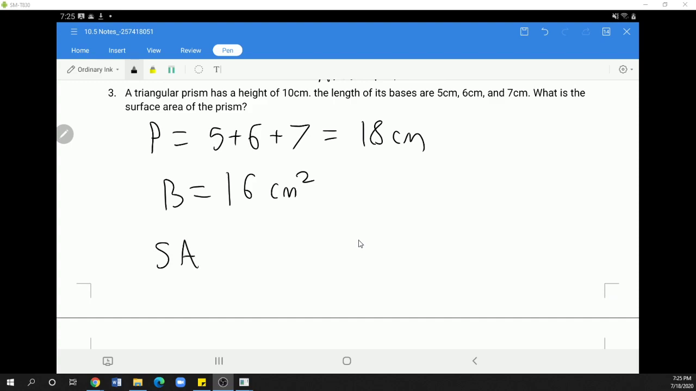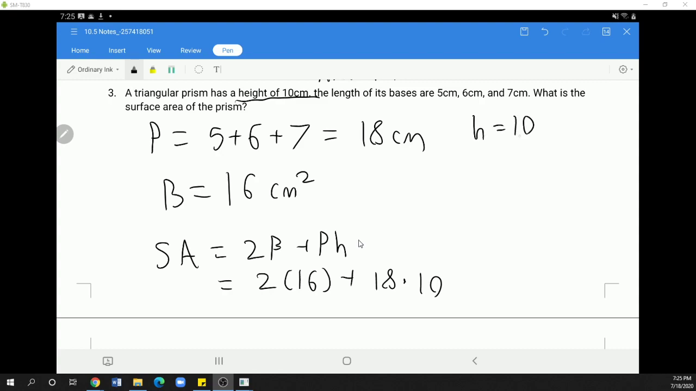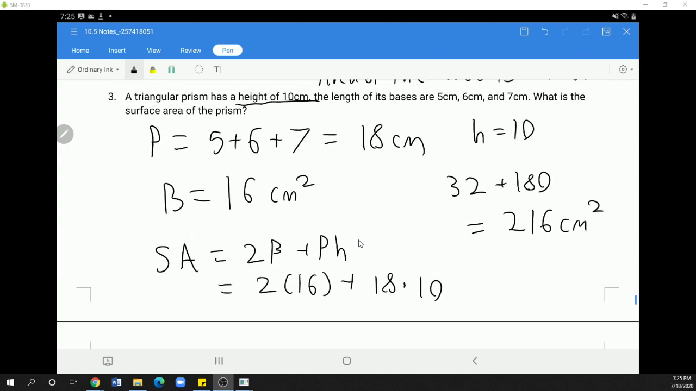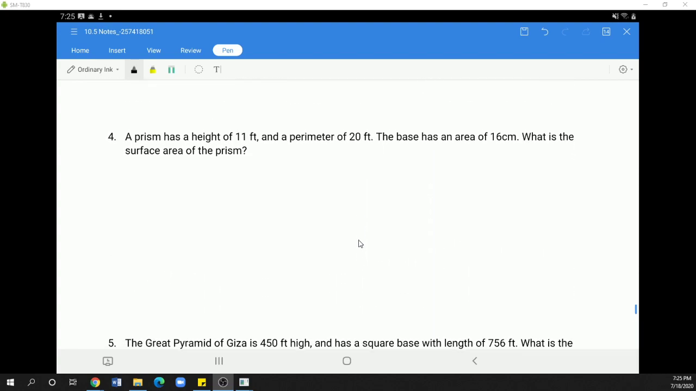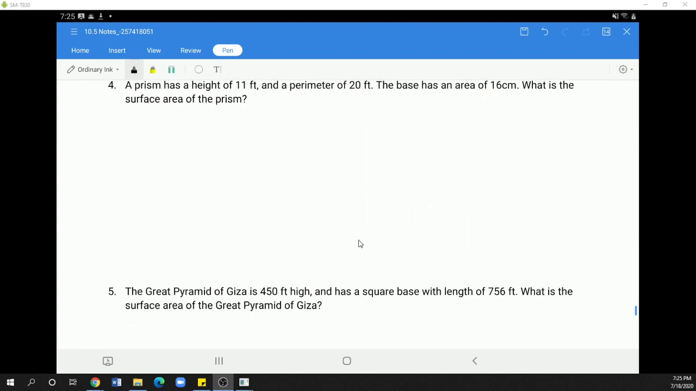So then surface area, it's a prism, so it's 2B plus Ph, equals 2 times 16 plus 18 times 10, because that's where the height is, which is 10. So that's 32 plus 180, which is 212 centimeters squared. So that's how to do it in words. I could ask you something backwards.